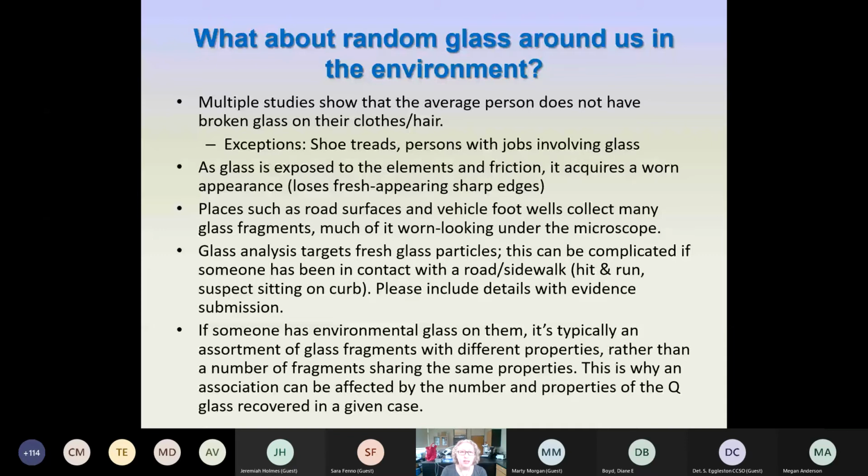We talked already about the difference between fresh looking glass and worn looking glass, and that helps us target our analysis to just fresh glass in a scenario. And then if someone does have environmental glass on them, for example, if they were in contact with the surface of a road, that group of glass found on their garments is going to be quite a variety. It's going to be a population that has different broken windows represented. So it's more likely that if we found a population of question glass that all shared the same characteristics, that would be related to a given event. Random glass is going to just have a mixture of glass.